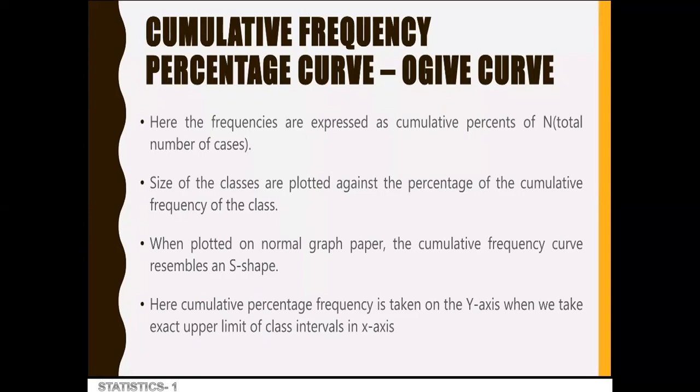Ojai curves can be of two types: the less than Ojai curve and the more than Ojai curve. In the less than Ojai curve, we take the less than cumulative frequencies. In the more than Ojai curve, we take the more than cumulative frequencies.